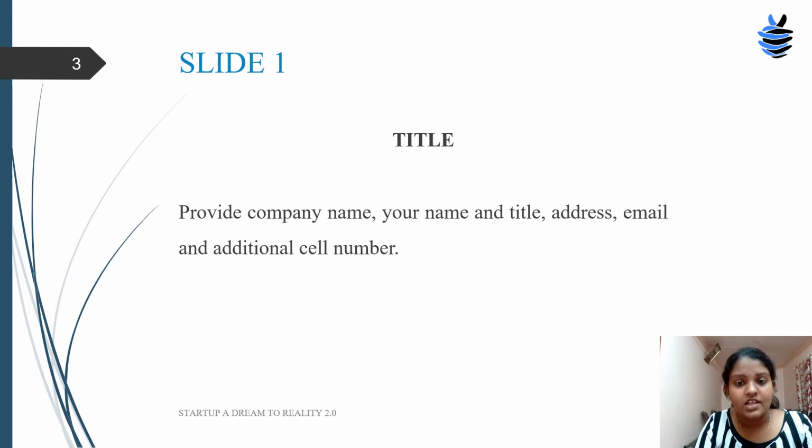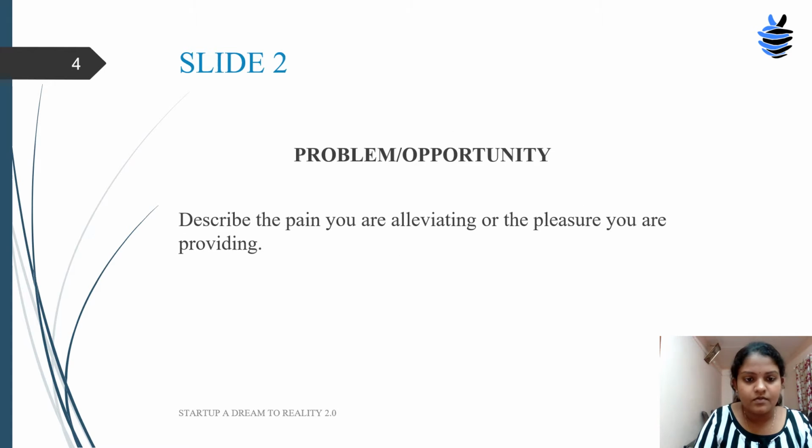So in this slide, it is really important to have an error-free slide. So in this slide, we must provide the company name, the name of the founder, the address, email and cell number for contact details. So that is about slide 1.